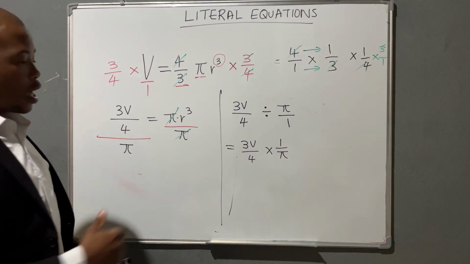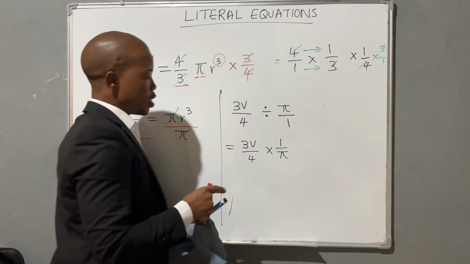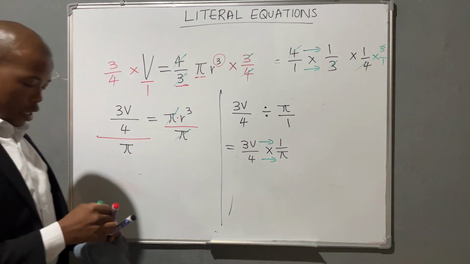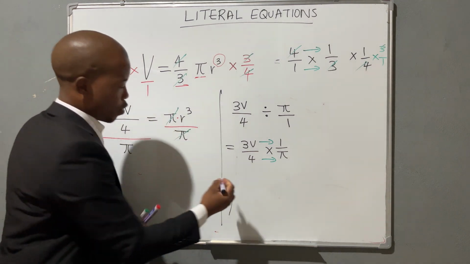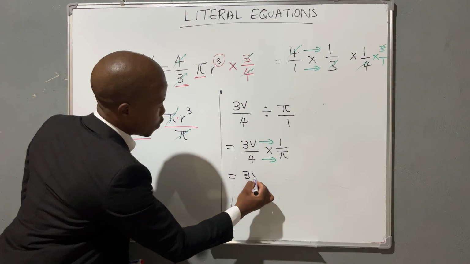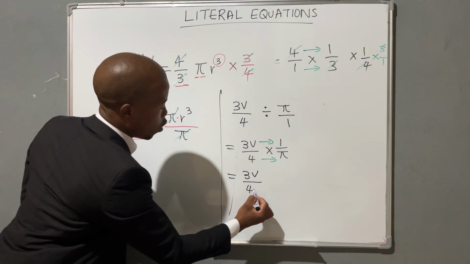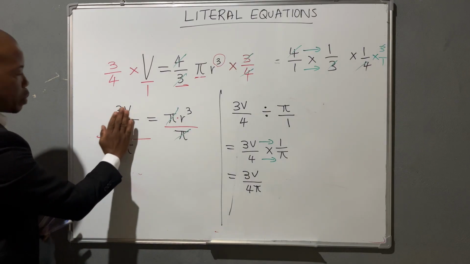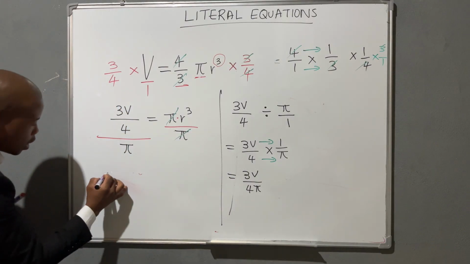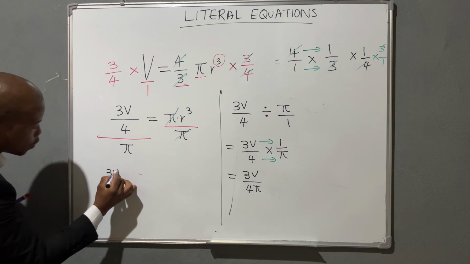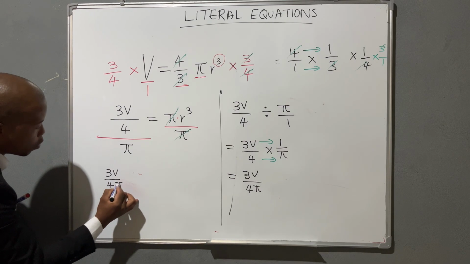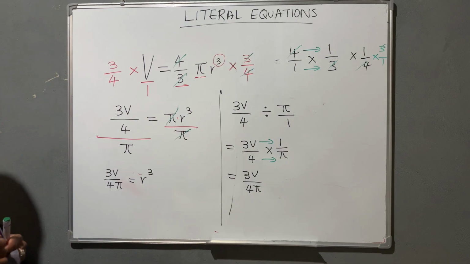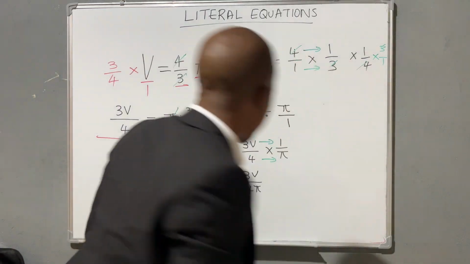And remember I said, how do we multiply our fractions? You simply just say numerator by numerator, denominator by denominator, right? So in this case, you're going to have 3v over 4 pi. Are we together? So I'm saying this part can be written as this part. And now we have 3v over 4 pi equals r cube.